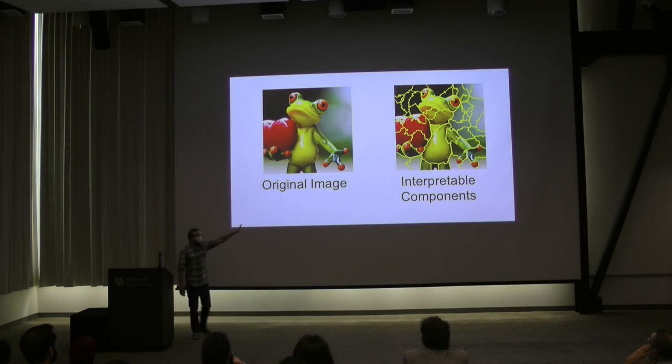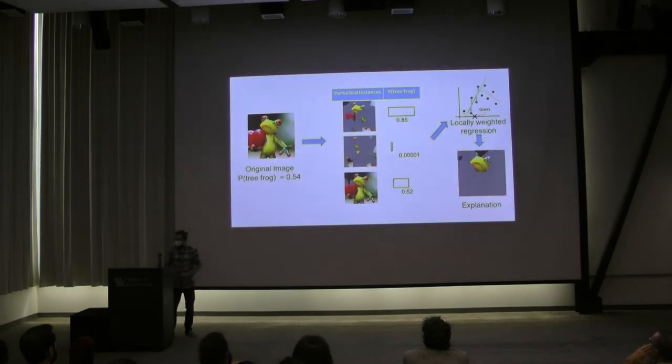From this set of superpixels, we are going to construct a brand new training set to train our interpretable machine learning model, be it a linear regressor or a decision tree, whatever. In the paper, they use a regression model.